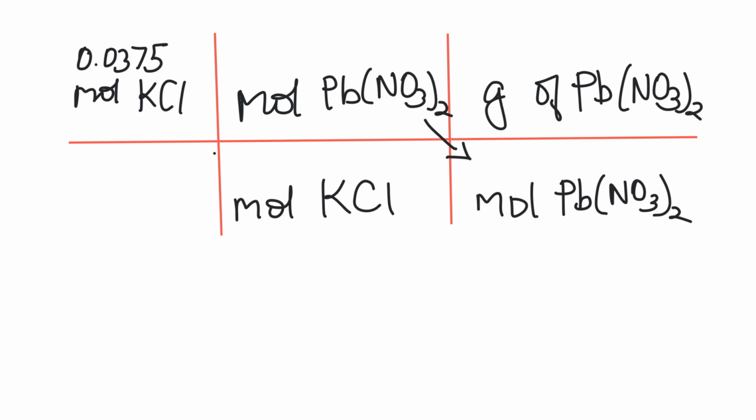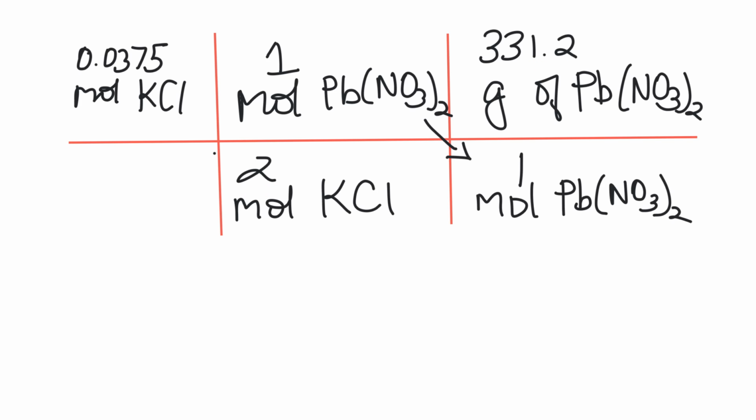So at this point, I've set up my chart. For a mole to mole conversion, which is this right here, you are going to have to refer to the balanced equation and get the coefficient for both of these chemicals. So if you go back to your balanced equation, KCl was 2 and PbNO3, then you put 1 mole and you find the molar mass of PbNO3, which is 331.2.